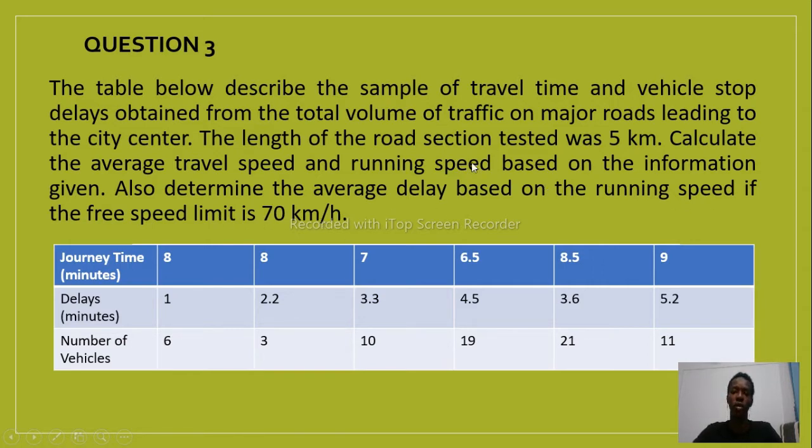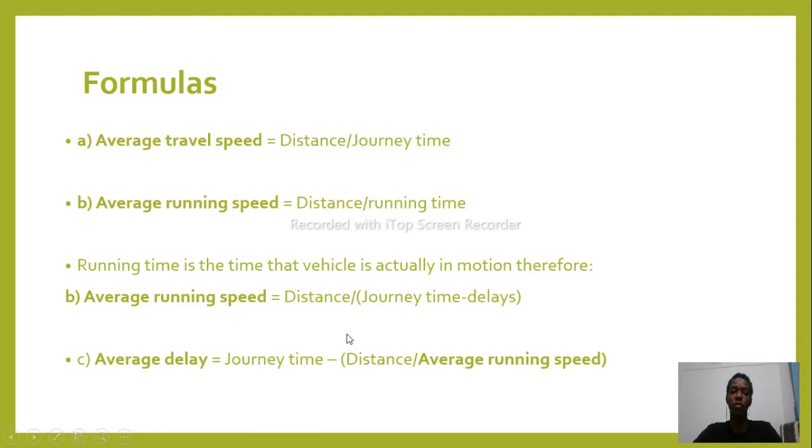So from this question, our objective is to obtain the average travel speed and the average running speed based on the information given, which is journey time, the delay, and the number of vehicles. Also, we have to determine the delay based on the running speed if the free speed limit is 70 kilometers per hour. Okay, so let's look at the formulas we're going to use. First up, the average travel speed formula is equal to the distance divided by the journey time.